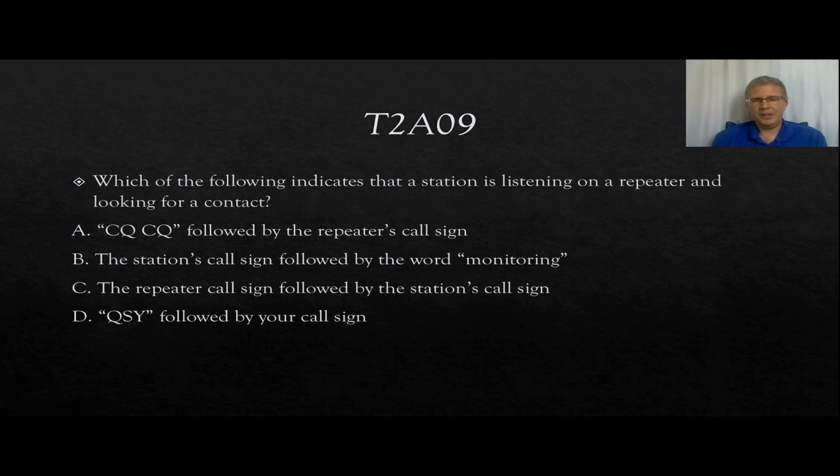B, the station's call sign followed by the word monitoring. Okay, that might be one. Let's read the other ones. The repeater call sign followed by the station's call sign. There's no point in a transmission where you have to give the repeater's call sign. So that one is out. D, QSY followed by your call sign. QSY means change frequency. So if you're looking to get someone a contact, you wouldn't just randomly say QSY when you haven't even established a contact yet. So the correct answer is B, the station's call sign followed by the word monitoring.